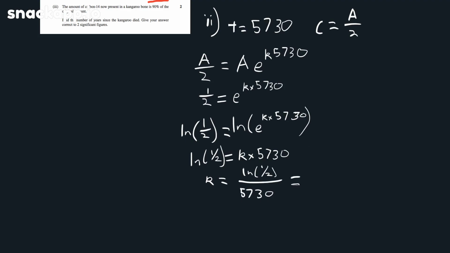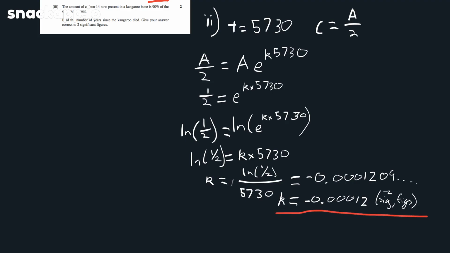So now we can just put that into our calculator, and we get negative 0.0001209, and it just sort of trails on. The question said it only wants it to two significant figures. So we go to the first significant figure, which is 1 in this case, and the next one's 2, round 0 up, and you just get 2 again. So we really should take two sig figs there. The other thing we should do is also put k there, and then also underline your answer. So that's part II.